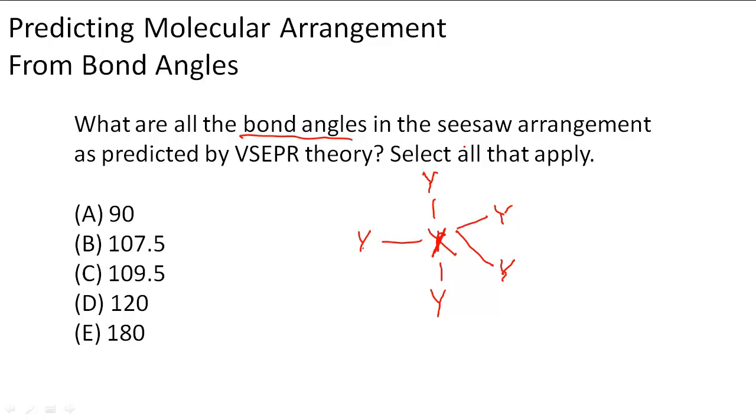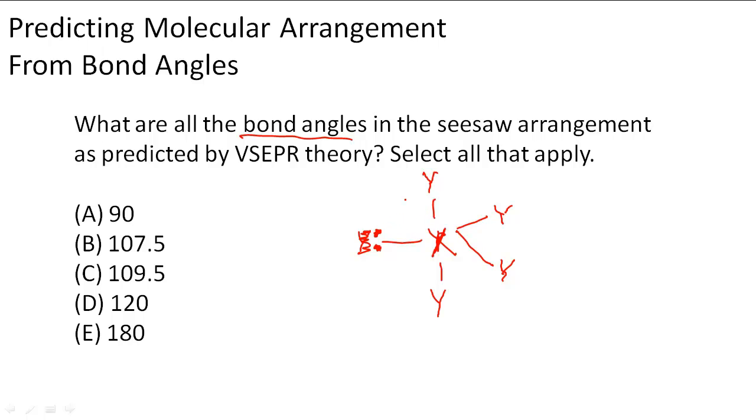But in a seesaw arrangement, it's kind of in this family of 5 bonds, however, there's actually a lone pair here. So I'm going to erase this and draw a lone pair. So this is a seesaw shape. And in this arrangement, we have to figure out what the bond angles are.